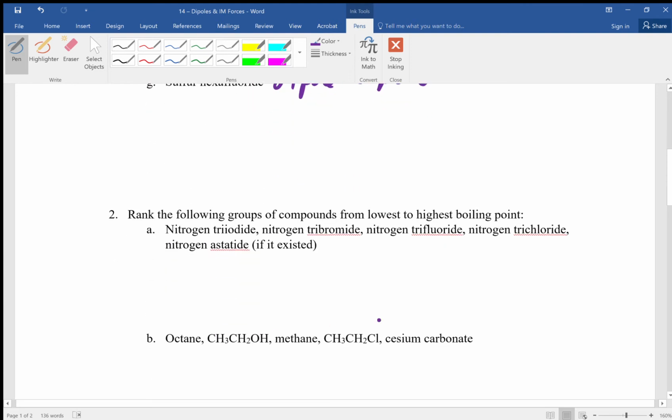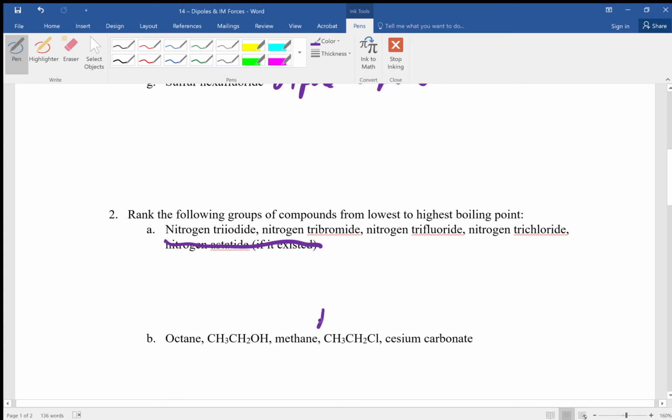So now we have some groups of compounds that we need to rank from highest to lowest boiling point. First of all, let's ignore this. So how would we rank them? Well, we're largely looking at differences in electronegativity. Initially you might expect we're just going to start with nitrogen trifluoride as having the biggest difference. But it turns out that's not the case. And then we just go fluorine, chlorine, bromine, iodine.